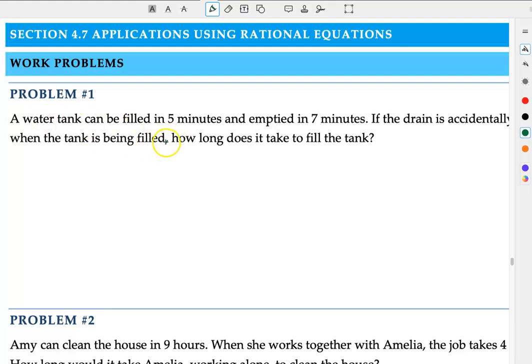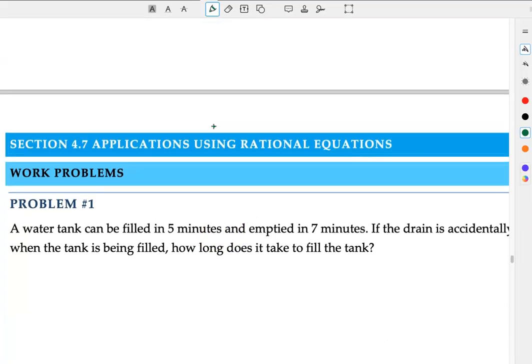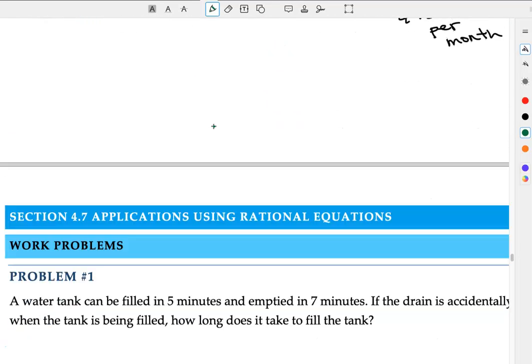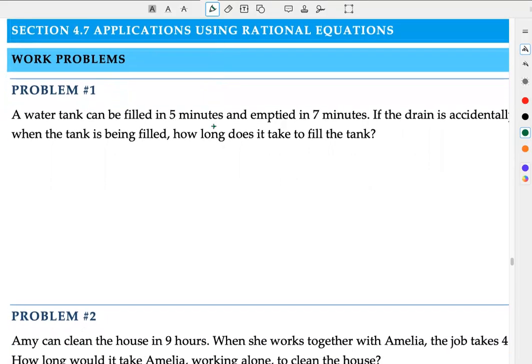Okay, so we are going to be doing story problems in 4.7 that are going to be using rational equations. In 4.5, we talked about rational equations and how to solve those. And so now we're going to just have some story problems that we're going to be dealing with here.